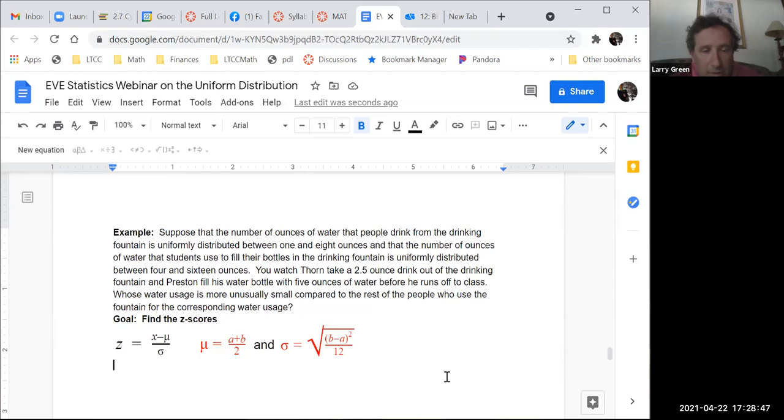So we want to look at a few things. Let's look at Thorne's situation. So Thorne just drank out of the fountain. Well, we know that drinking out of the fountain is uniform between 1 and 8. So we have x tilde U(1, 8). Any questions on writing that out?